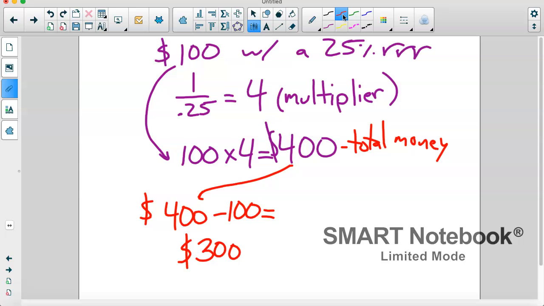Okay? So our banking system created $300 worth of goods and services that are now able to be bought that would not have been able to be bought without the banking system. And this is the key as to why the banking system is so important. Okay? This is $300 worth of jobs. This is $300 worth of sales. Right? This is $300 that is now being circulated in the economy that would not have been able to before.